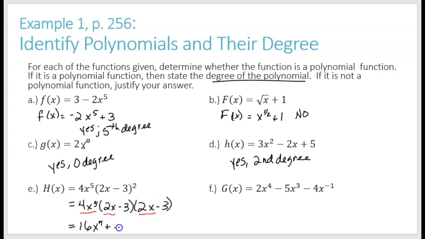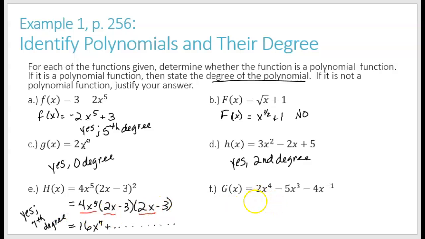And I'm going to have all kinds of other stuff that would follow that, because once I multiply this out, I'm going to have all kinds of things. But all I really need is this component. So I do know that I'm just going to have non-negative integers for exponents. So yes, this is a polynomial function. And because I have worked out this leading term, I can say that it is a 7th degree polynomial.